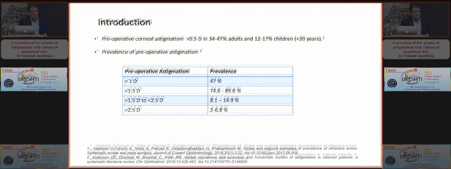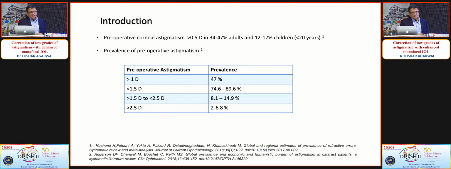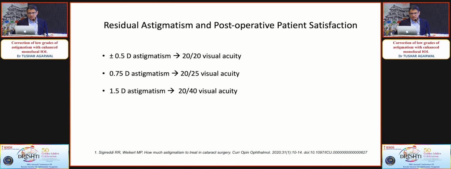Now, we encounter astigmatism quite commonly during cataract surgery. It's reported that almost half of our patients will have more than a diopter of astigmatism. And when we take the cutoff as about 1.5 diopters, then about 90% of our patients will fall under this category. Now, why is it important to address astigmatism at the time of surgery?